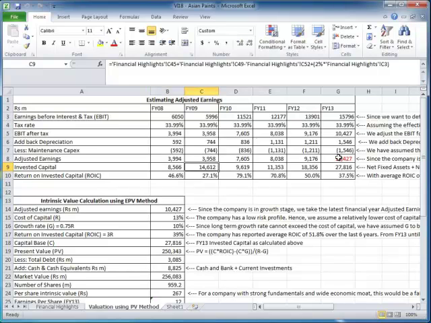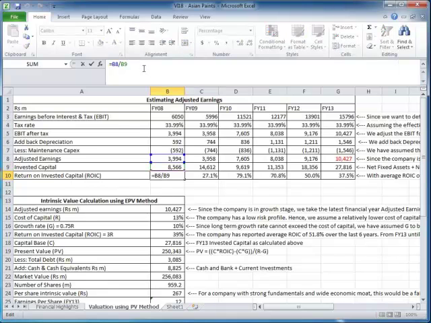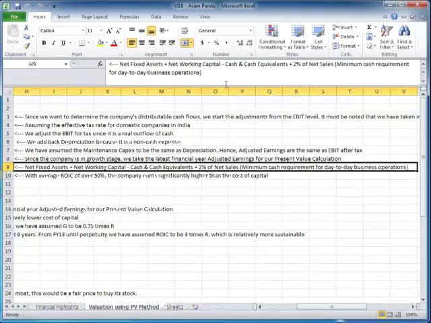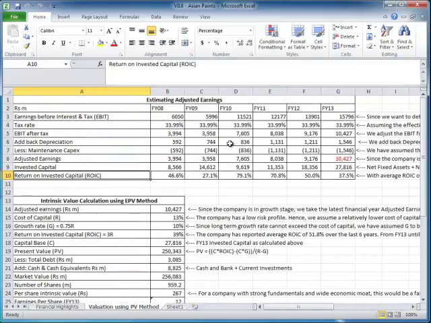Next we have invested capital, and this is again taken from the financial highlights page. Then we have the return on invested capital, which is essentially the adjusted earnings divided by the invested capital. All right, so this is the ROIC. Invested capital, as you can see, is net fixed assets plus net working capital minus cash plus 2% of net sales, and we can then use that to calculate the return on invested capital.